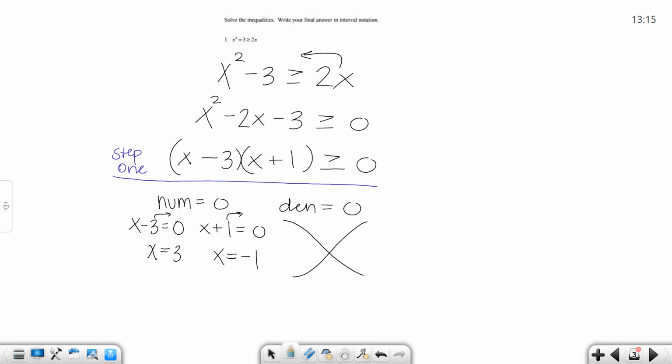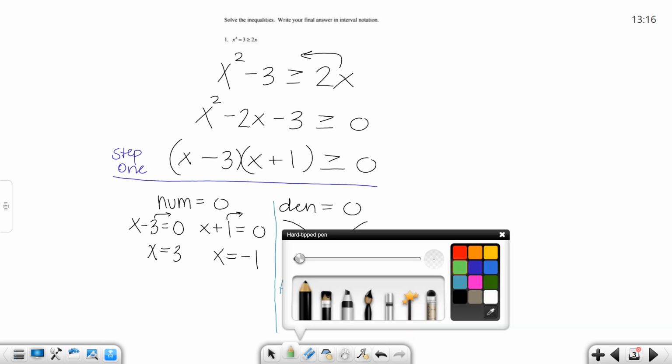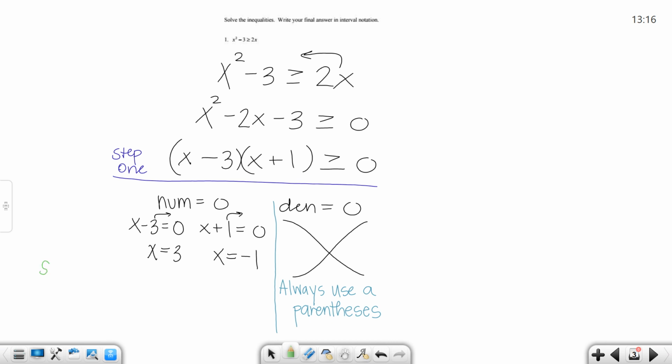Okay, before I go any further, I want to talk about brackets and parentheses. Here's your rule. If it comes from the denominator, it will always use a parenthesis. Now this one didn't have a denominator, I know, but I just want to go ahead and get in that habit. The numerator depends. The symbol here depends upon the problem.